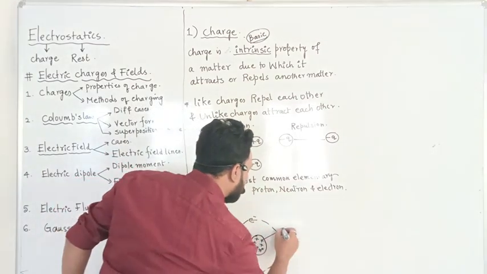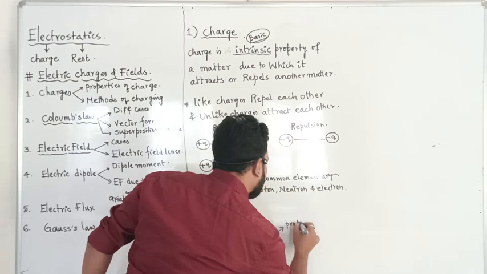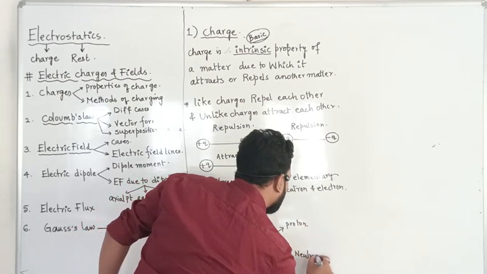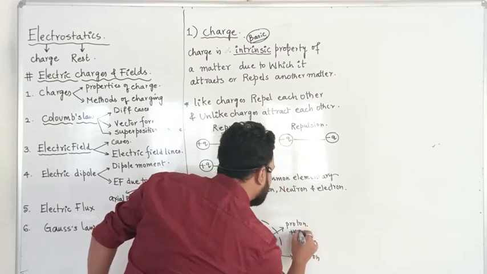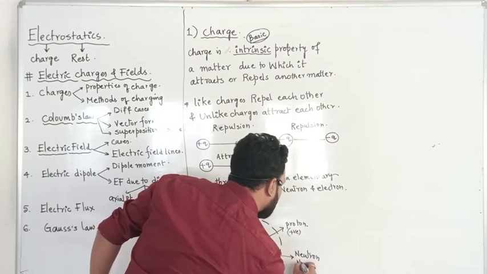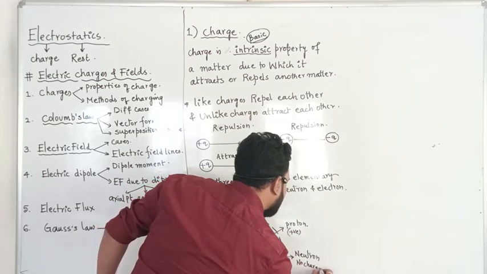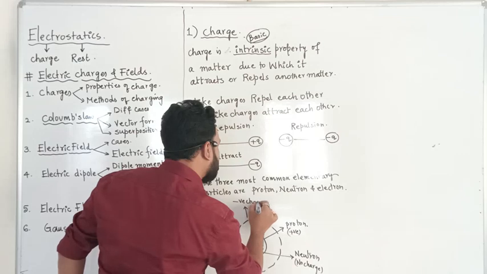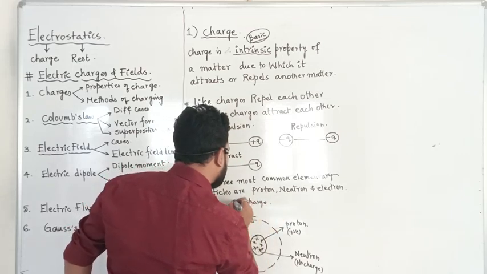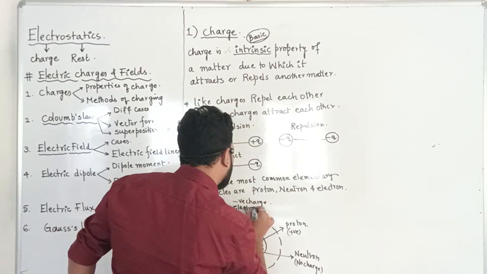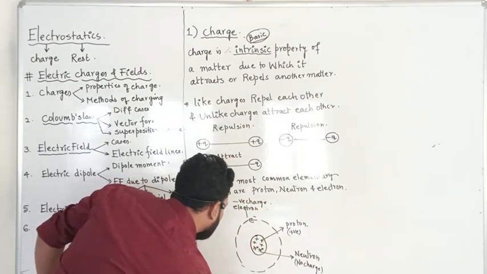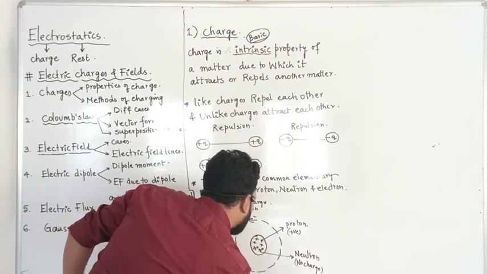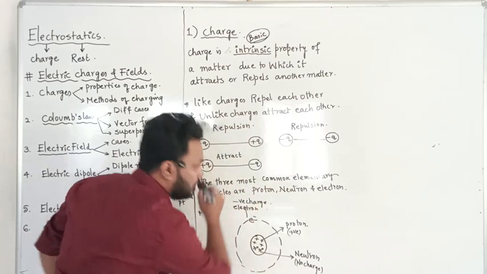So this positive charge we call a proton, and this we call a neutron. The proton is positively charged, the neutron has no charge, and the electron has a negative charge. This we call an electron. This we call the structure of an atom.